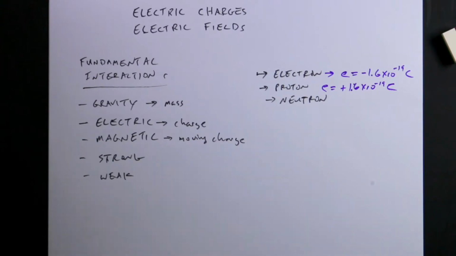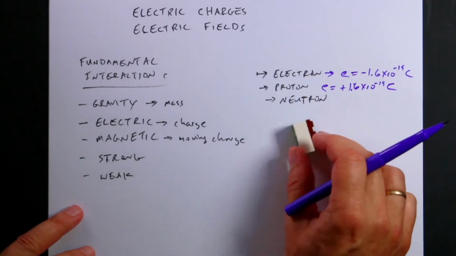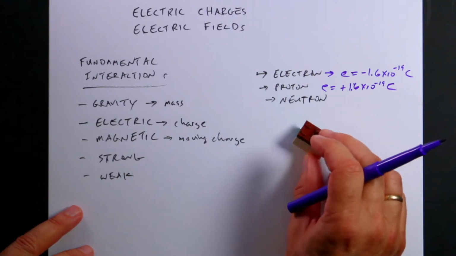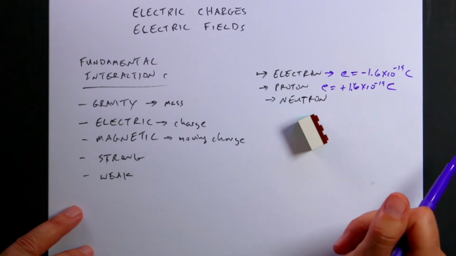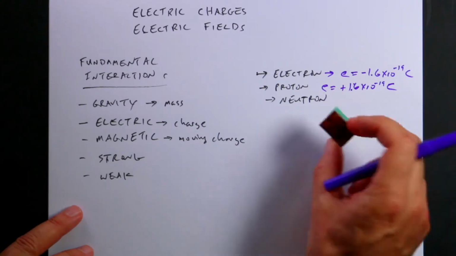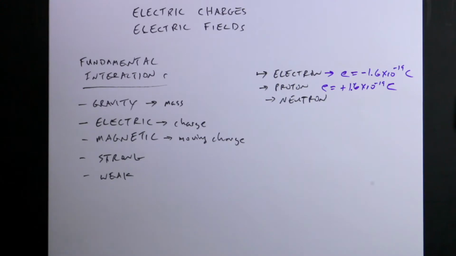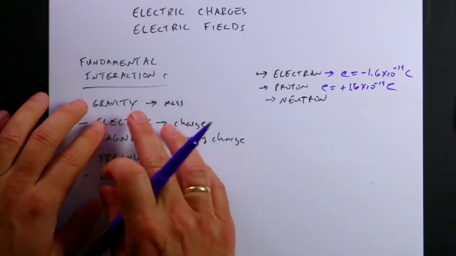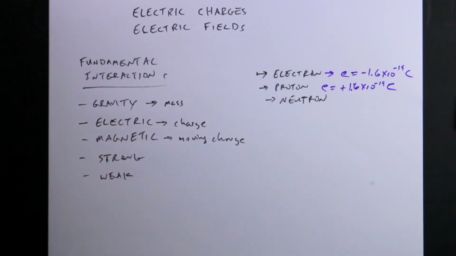Okay. So if I look at this block, it probably has equal numbers of electrons and protons, such that the total charge on this is 0. But it can still interact with things. There's a lot of weird stuff about charges, but I really want to focus on how we describe this electric interaction using the electric field.